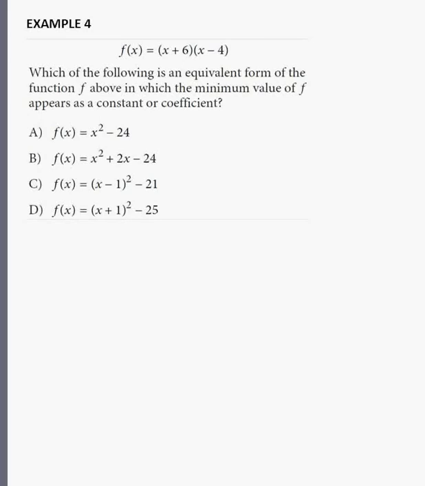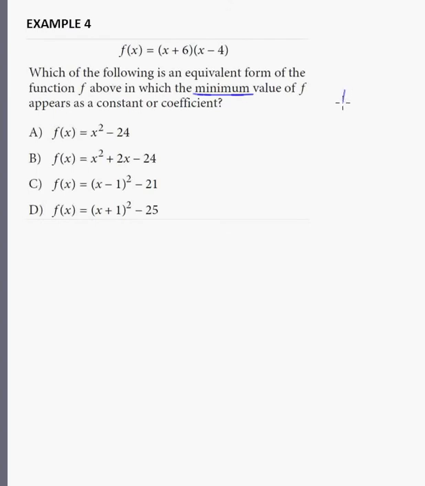Okay, let's take a look at our fourth example dealing with the vertex expressions of a quadratic equation. So here the question is, which of the following is an equivalent form of the function f, above, in which the minimum value of f appears as a constant coefficient? The fact that they talk about the word minimum tells you that they're looking at the vertex form.